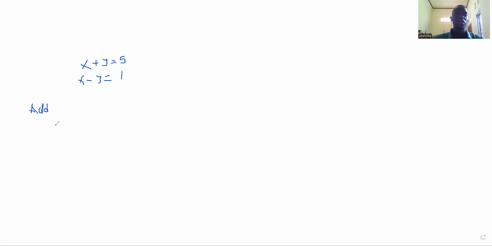Add. So if we add x plus x, which is going to give us 2x, because you see here, we were given x plus y, which is 5, and x minus y equal to 1. So what we do is by adding, we get the value that we are going to substitute into the second equation or first equation. If we add the first equation and the second equation, all two equations.